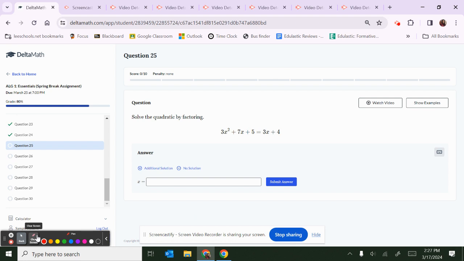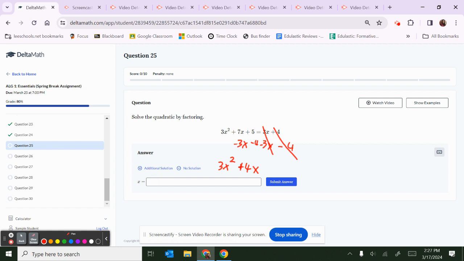All right? So first things first, make everything move to the same side. So minus 3x. All right? Minus 3x from the 7x. Cancel. Minus 4. Minus 4 from your 5. Cancel. So the 3x squared, I'm going to bring it down. 7x minus 3x is positive 4x. All right.